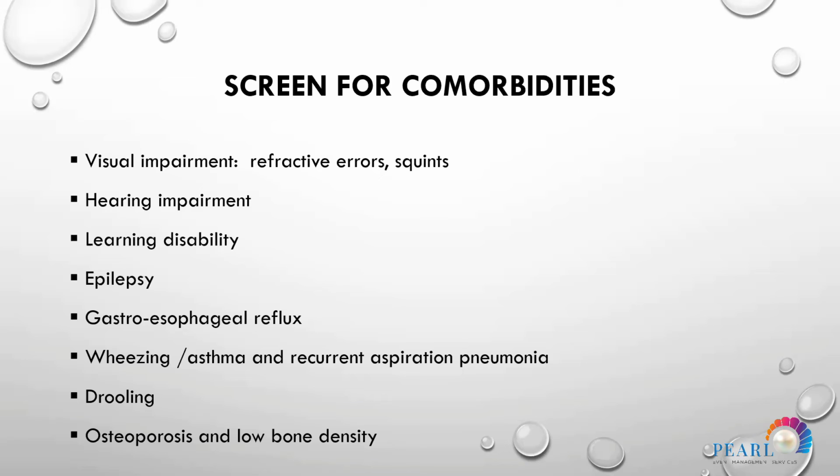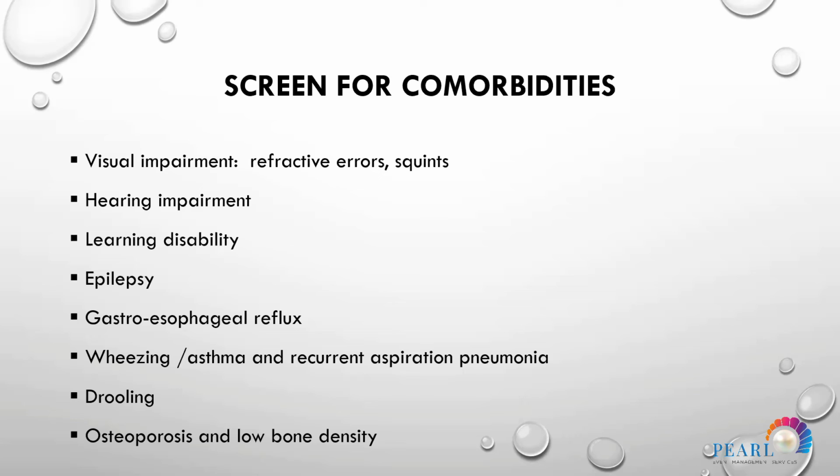The other very common comorbidities include recurrent wheezing, asthma, and recurrent aspiration pneumonia, which may be due to gastroesophageal reflux. So it is very important to look for gastroesophageal reflux and evaluate the need for fundoplication or gastrostomy. Drooling is also very commonly seen in quadriplegic patients. It can be treated by oral medications or by Botox injection in the salivary glands.